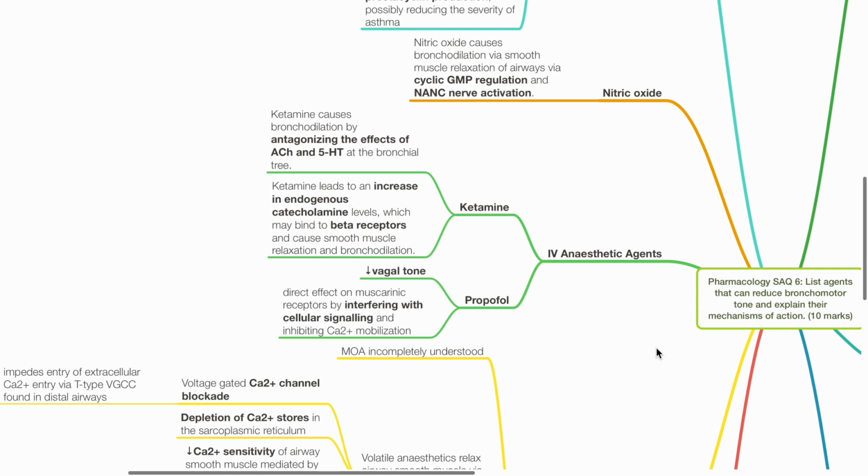Ketamine causes bronchodilation by antagonizing the effects of acetylcholine and serotonin at the bronchial tree. Ketamine leads to an increase in endogenous catecholamine levels, which may bind to beta receptors and cause smooth muscle relaxation and bronchodilation. Propofol reduces vagal tone. Propofol has direct effects on muscarinic receptors by interfering with cellular signaling and inhibiting calcium mobilization.